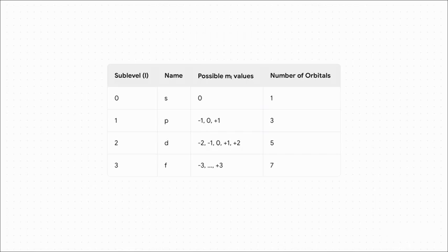Let's break this down with the table here, because it makes it super clear. For an s sublevel, where L is 0, there's only one possible value for m sub L, 0. So there's just one s orbital. But check out the p sublevel. Since L is 1, m sub L can be -1, 0, or +1. And that's the key. This means there are 3 different p orbitals, each with its own orientation.